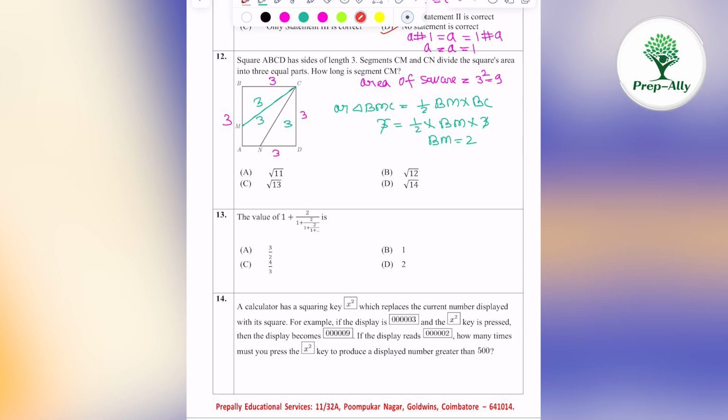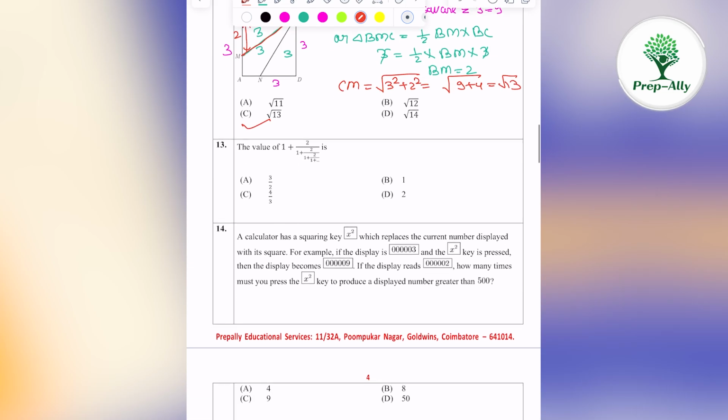Now here we got this length is equal to 2, this is 3, this angle is 90 degrees, so we can find the CM. So CM we can write is square root of 3 square plus 2 square, which is square root of 9 plus 4, which is square root of 13. So option C is the correct one in this case.